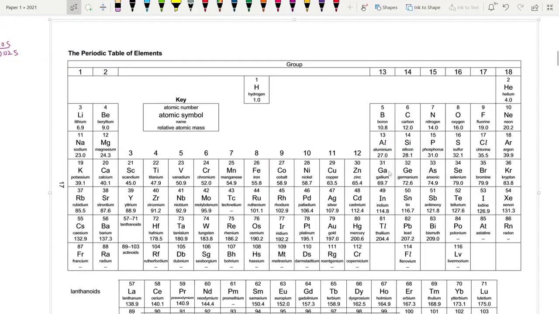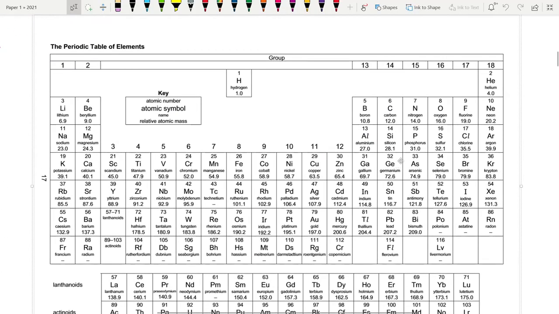So carbon, nitrogen, phosphorus, silicon. We're looking at fifth ionization energy. For carbon the configuration is 1s2, 2s2, 2p2. For nitrogen it's 1s2, 2s2, 2p3.